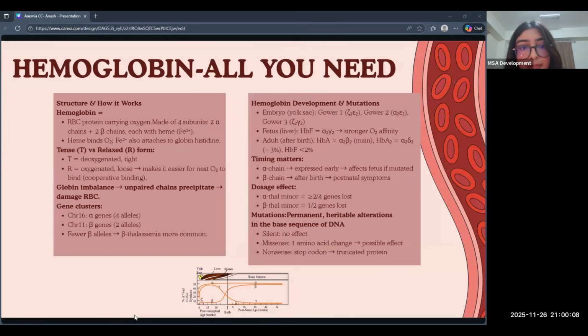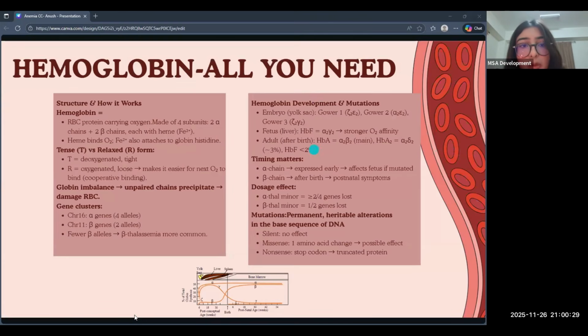Then we have fetal hemoglobin, which is HbF. Now, fetal hemoglobin has a higher oxygen affinity than adult hemoglobin. Why? Because the fetus has to extract the oxygen from the maternal blood. This is produced mainly in the liver, and then eventually it's also produced in the bone marrow right before birth.